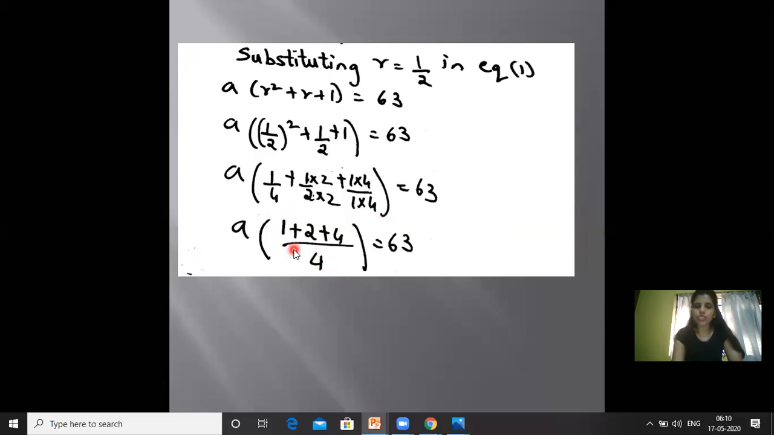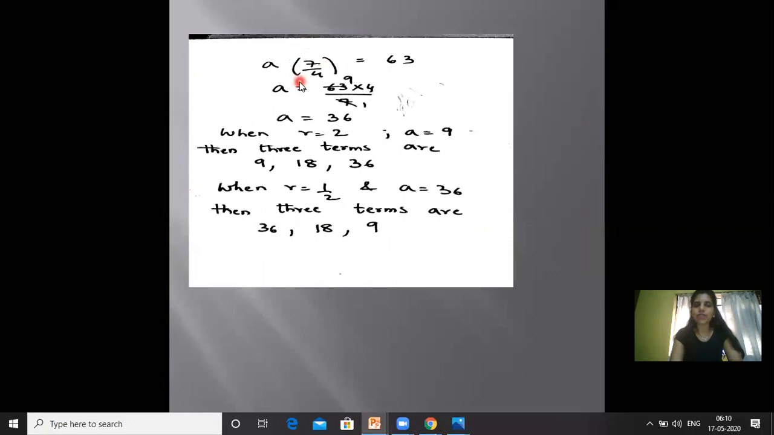So 1 plus 2 plus 4, we got it as 7. 7a upon 4 is equal to 63. So that's the reason a is equal to, when we take this 7 upon 4 to the other side, it becomes 63 into 4 upon 7. 7 ones are 7, 9 sevens are 63. 9 into 4, we got the value of a as 36.